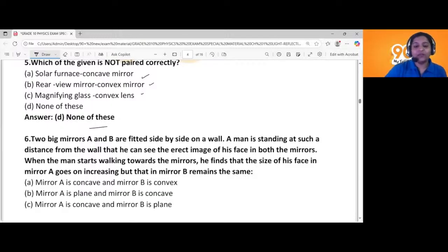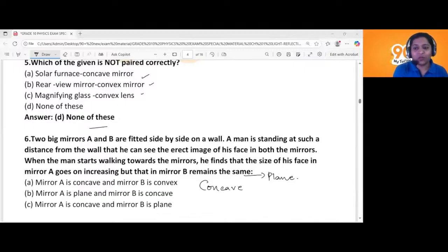Okay. So which one is mirror A? Which kind of mirror is A? Which kind of mirror is B? We know that the one and only mirror which is changing the size as per the position is the concave one. Okay. And B remains the same, which indicates that it is a plane mirror. There is no change in the size. Okay. The position is changing, but there is no change in the size.